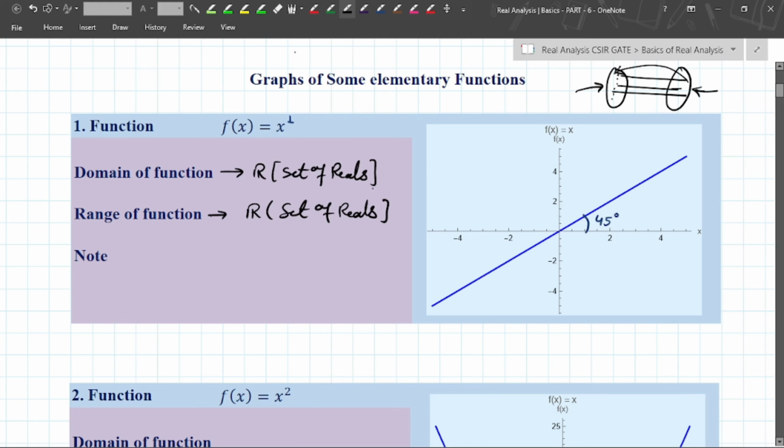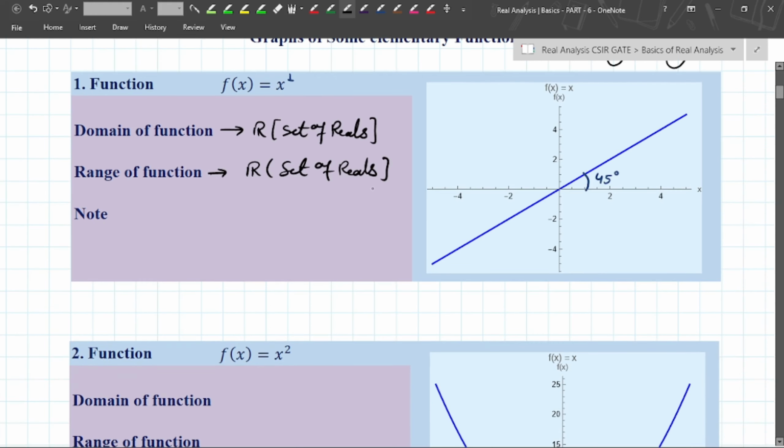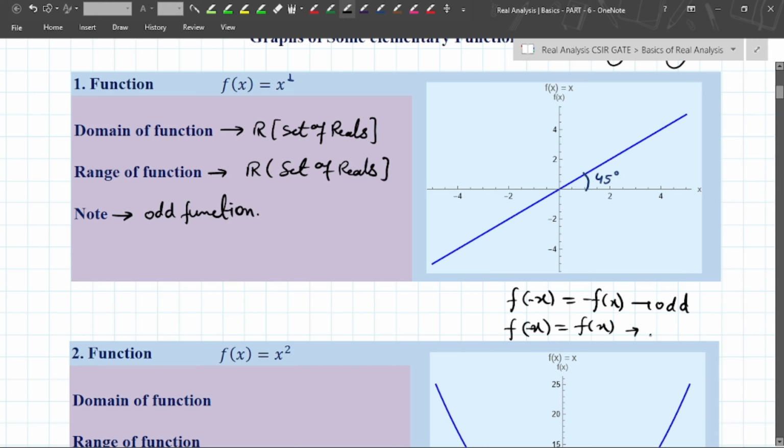Note that we can make some comments on the function. First of all, this is an odd function. Why is it an odd function? The definition of odd function we have already discussed in functions and their properties. A function is odd if f of minus x is equal to minus f of x. If f of minus x is equal to f of x, then it is called an even function. Here, if I take minus x, it will give minus x, so this is an odd function.